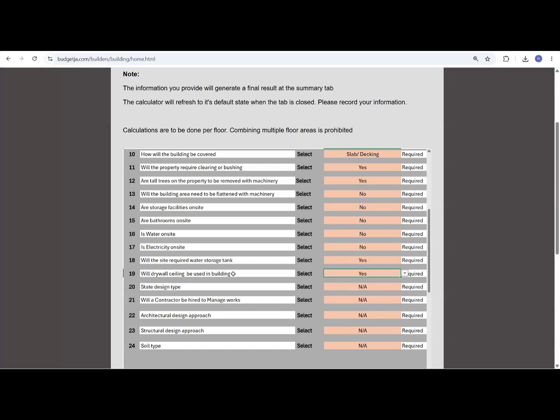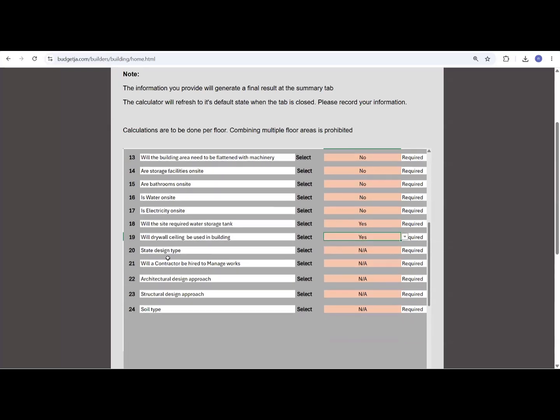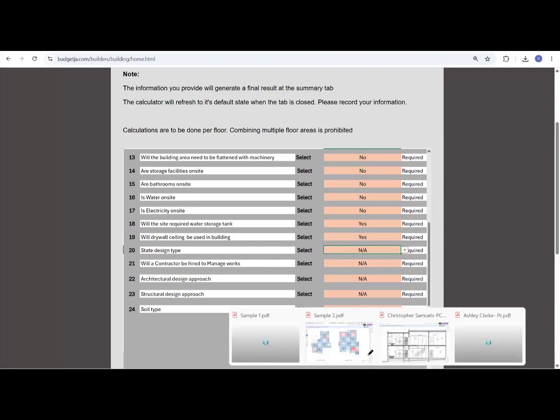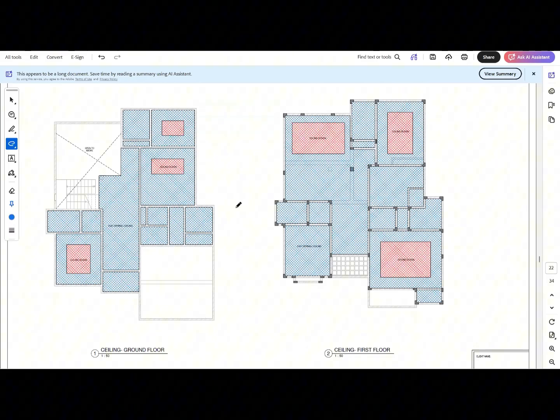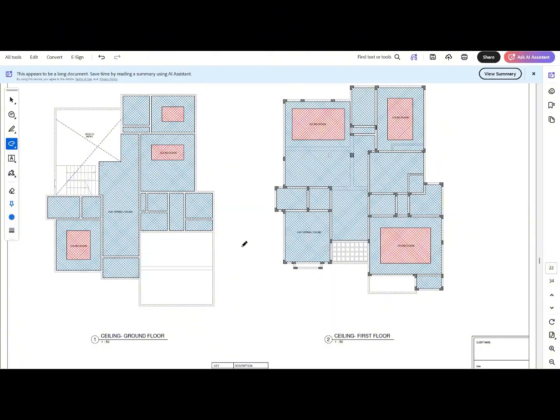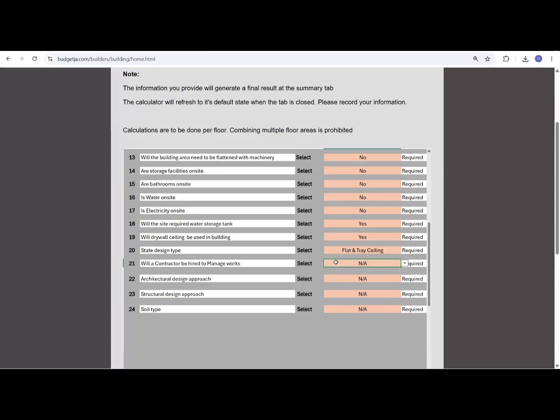Now, in answering question 19 as yes, question 20 is going to say we need to specify the kind of ceiling. So looking back at the same drawing, you can see that there's a combination of designer ceilings as well as flat ceilings. Now, number 20 is very much optional depending on how you're working.